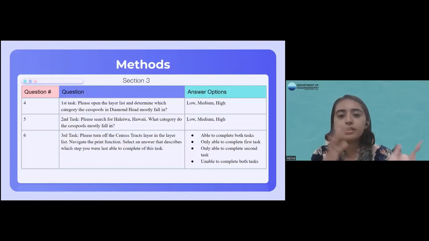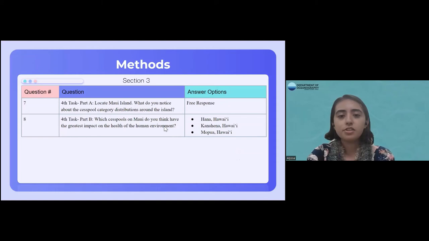And so we're going to section three of the survey. This basically has the task where participants were given a task, and then they had some answer options. In the first two, they had to find an area and correctly categorize what the area was between low, medium, and high. The third one, they had to manipulate the data a little bit, so turn off one of the data sets and see if they could share it through the print function.